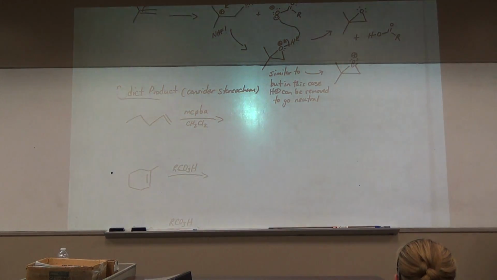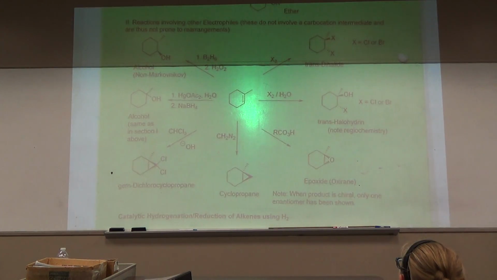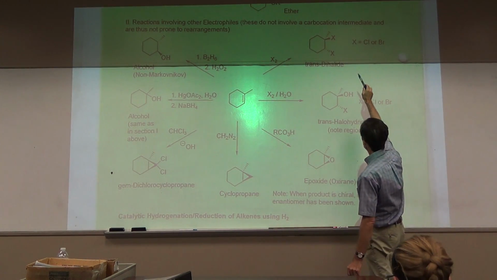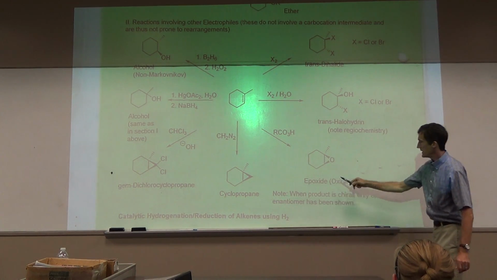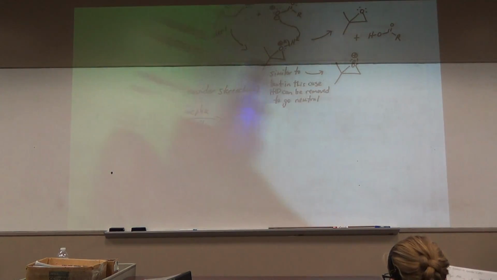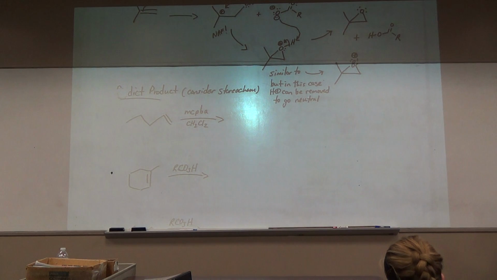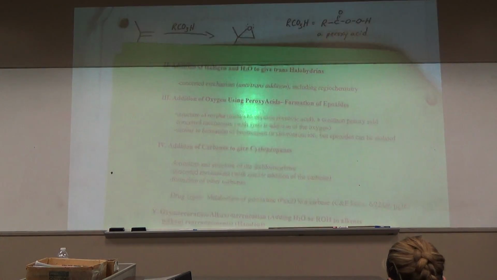Then we also have the old Wheel of Fortune here. Trans dihalide, trans halohydrin we just did. What's next? Epoxides. Yeah. And looks like over here, we're under B, without a carbocation. B3. Yeah.